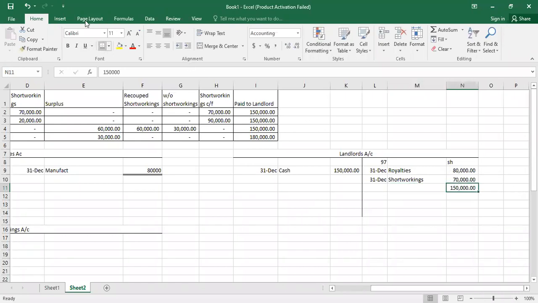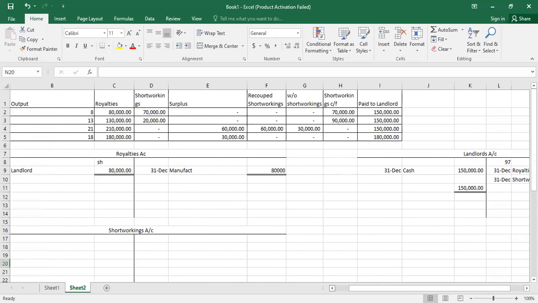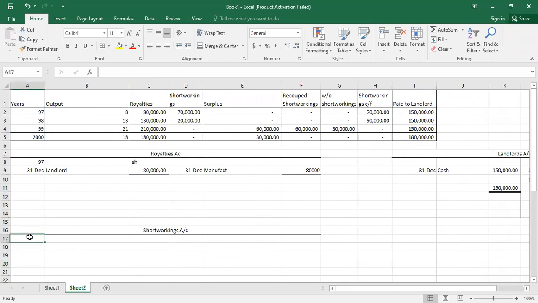So I'm closing the book with the shortcomings account by debiting the short working account and crediting my landlord's account. So I'll come to the short workings account and do the entry. I'm debiting the short working account. So on that 1st December of 1997, should have put this down here. So it's the year 1997.